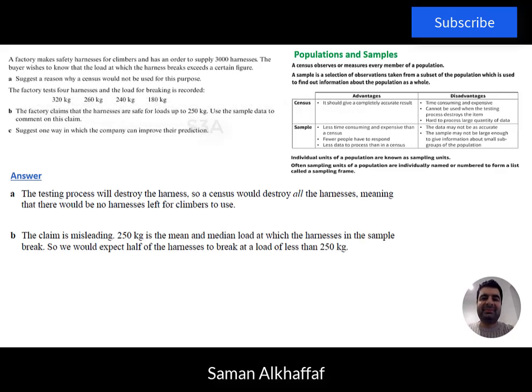For part C, we need to suggest one way in which the company can improve their prediction. Now, we can test a larger number of harnesses, but we would not use the census approach, as that would test all of them. So in this scenario, we will need to consider a larger sample, and this will be our answer for part C.